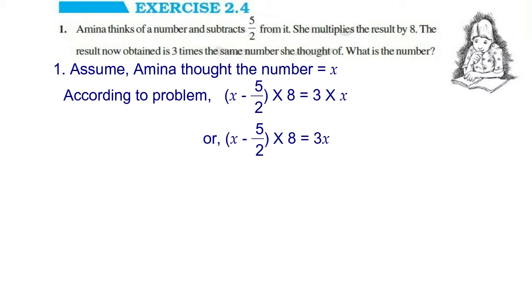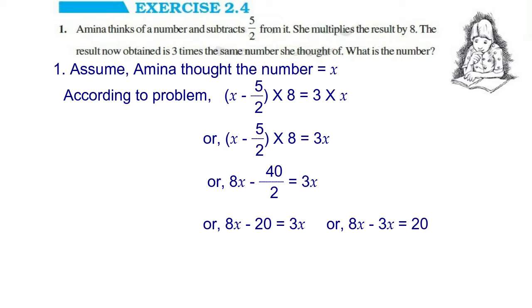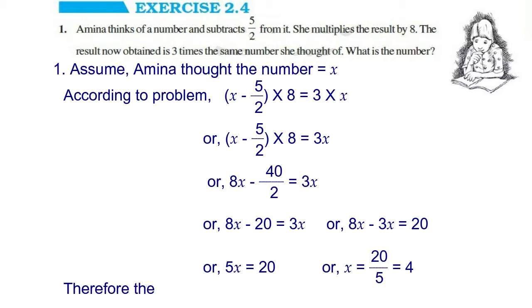3 into x means 3x. So we can write (x - 5/2) × 8 = 3x, or 8x - 40/2 = 3x, or 8x - 20 = 3x. Now we separate the variables and the numbers. We write 8x - 3x = 20, or 5x = 20, or x = 4. Therefore the number is equal to 4. Go to the next problem.